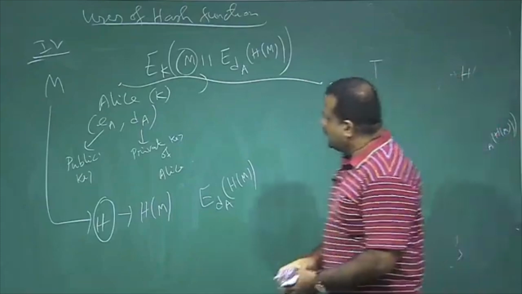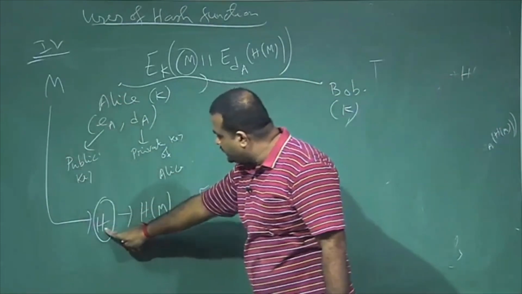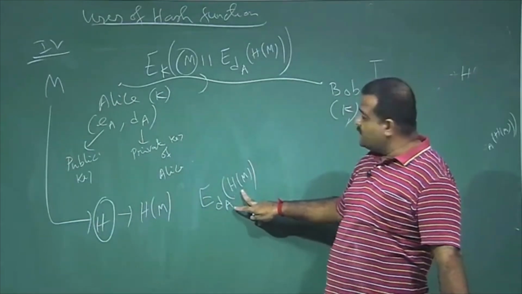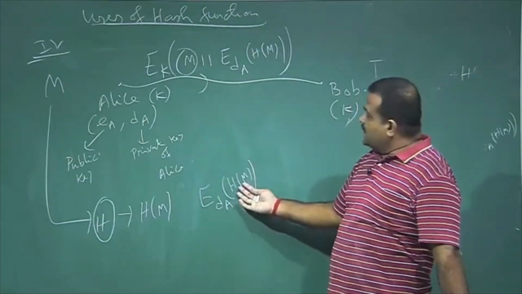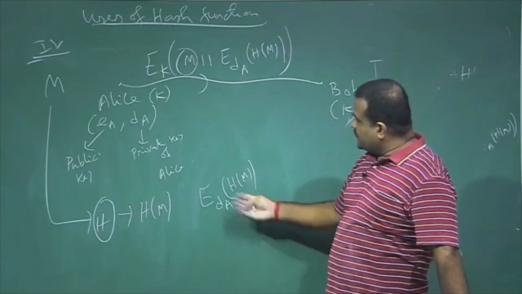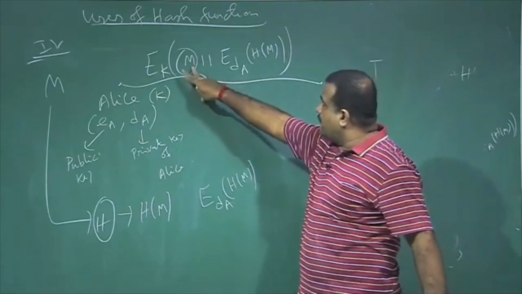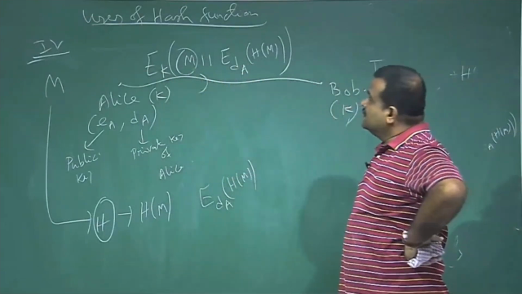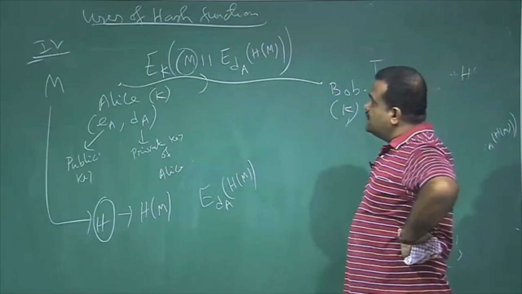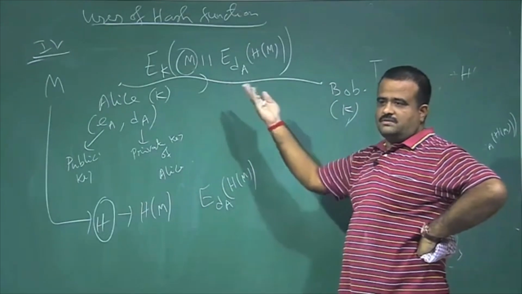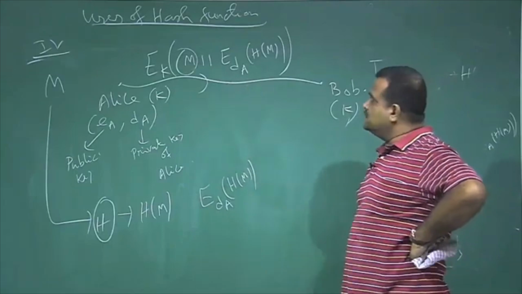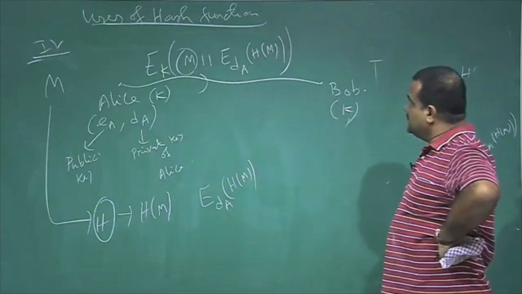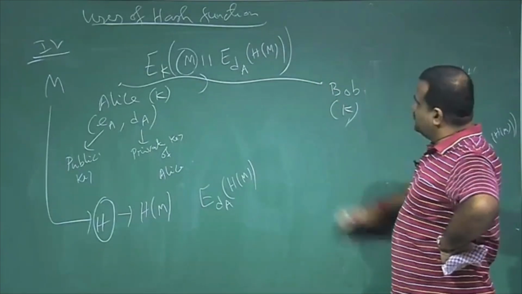So, what is Alice doing? Alice is first applying the hash function on it, then Alice is signing the hash value of the message, because this is a fixed length. After that, Alice appends this signature to the message, and then applies the symmetric key encryption. This could be any block cipher or stream cipher, AES, DES. Alice sends it to Bob. So Bob is receiving this.